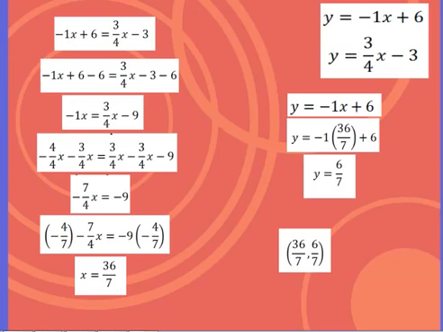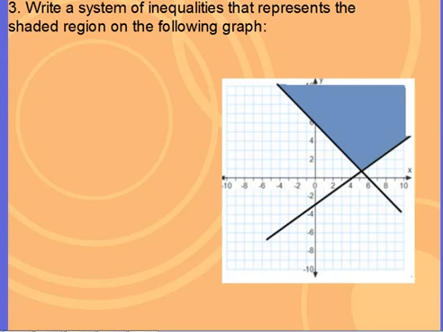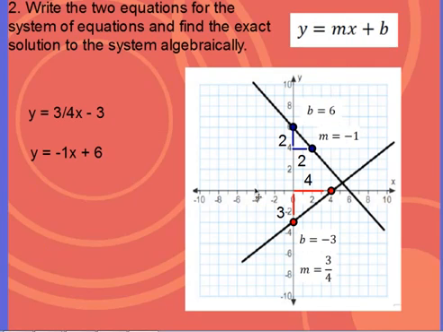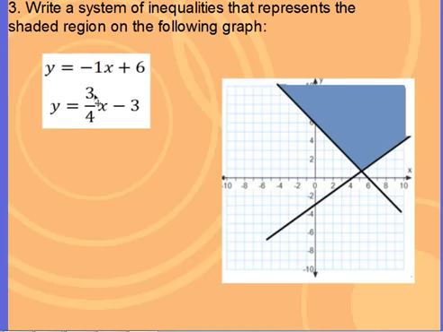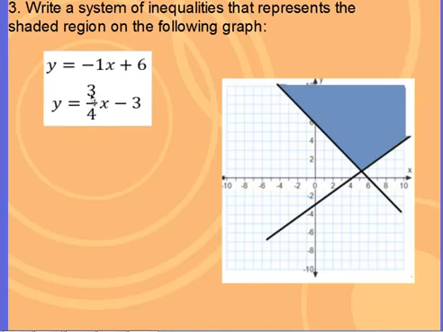All right, one more question. Write a system of inequalities that represents the shaded region of the graph. Well, what I see is, if I back it up a bit, this graph and this graph are exactly the same, except this graph has this shaded region. So let's go back to my system that I created for the lines. y equals negative 1x plus 6 represented this line, and y equals 3/4 x minus 3 represented this line. I'm going to need a shaded region, which means I'm going to have to change my equal signs to inequality signs.